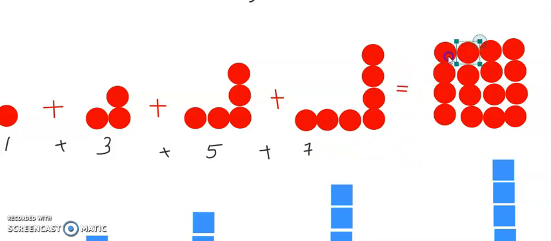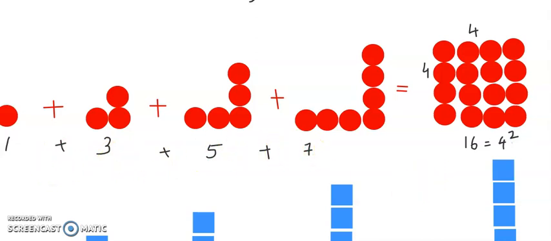So are we getting a 4 cross 4 square, a square with 4 circles on the top and 4 circles on the bottom? So let's count how many circles I have. 1, 2, 3, 4 on the top and 1, 2, 3, 4 on the bottom. So 4 cross 4, 16. Are we having 16 circles here? 1, 2, 3, 4, 5, 6, 7, 8, 9, 10, 11, 12, 13, 14, 15, 16, right? And you know that 16 is 4 square. So can I say 1 plus 3 plus 5 plus 7?